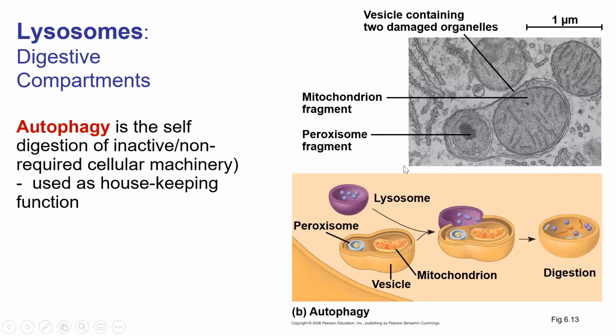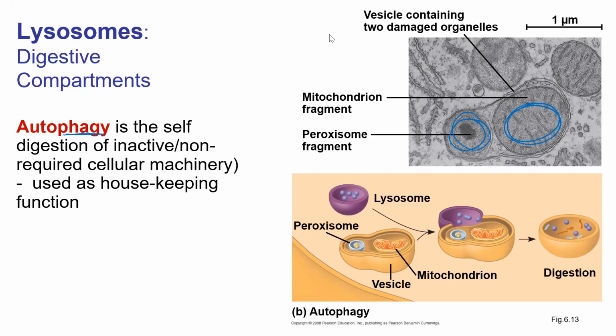Sometimes cells will use lysosomes for autophagy. So remember this word, phage, as in phagocytosis, means eating. So this is self-eating. In this case, what they're doing is basically breaking down old and non-functional organelles. You can see that very clearly in the micrograph at the top. You've got a peroxisome right here and a mitochondria right here getting digested in a lysosome.